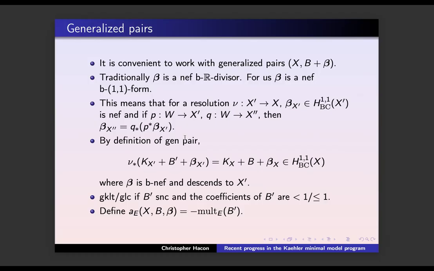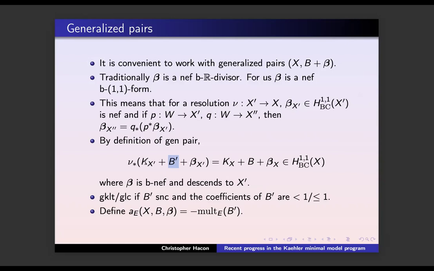So what's the definition of a generalized pair? A generalized pair consists of three objects. Essentially on the resolution X', we have this nef (1,1) form, and we have a divisor B' whose push forward to X is an effective divisor, which we denote by B.